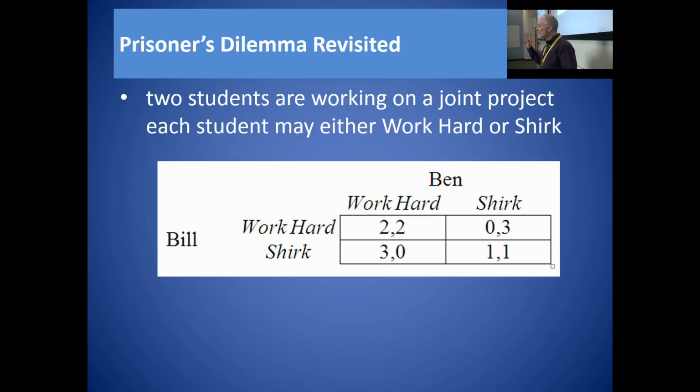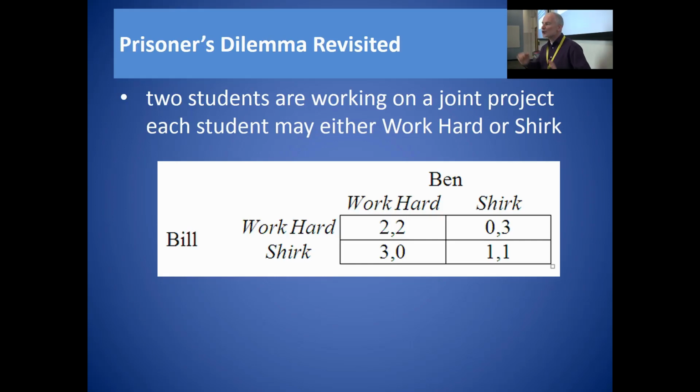But that isn't the worst outcome. The absolute last thing that either Bill or Ben wants, and that's where they get the payoff of 0, is to think that the other person has got one over on them.